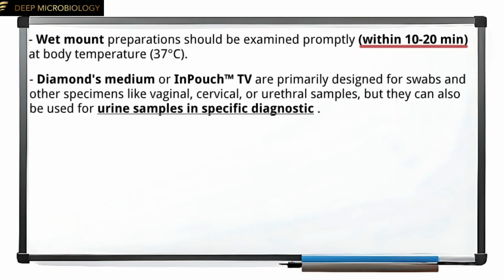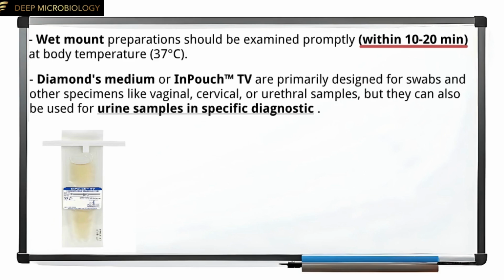Alternatively, you can use culture media such as Diamond's medium or in-pouch Trichomonas vaginalis medium. These media are ideal for preserving and cultivating Trichomonas vaginalis, and are primarily designed for swabs and other specimens, including vaginal, cervical, or urethral samples. However, they can also be used for urine samples in specific diagnostic cases.